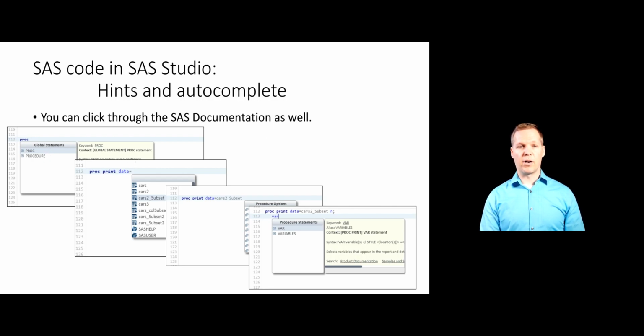As you finish typing proc print, data equal, it's going to show you all the different data sets that you have access to and what libraries they're located in. Again, these hints and autocomplete are really, really useful as you're just learning how to figure out how to do SAS programming.